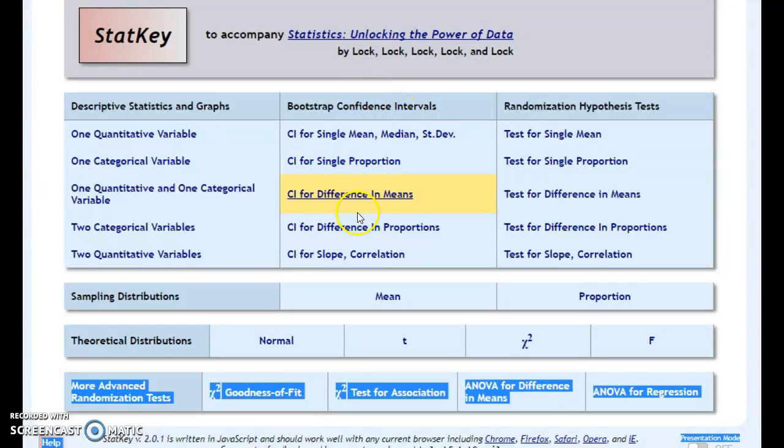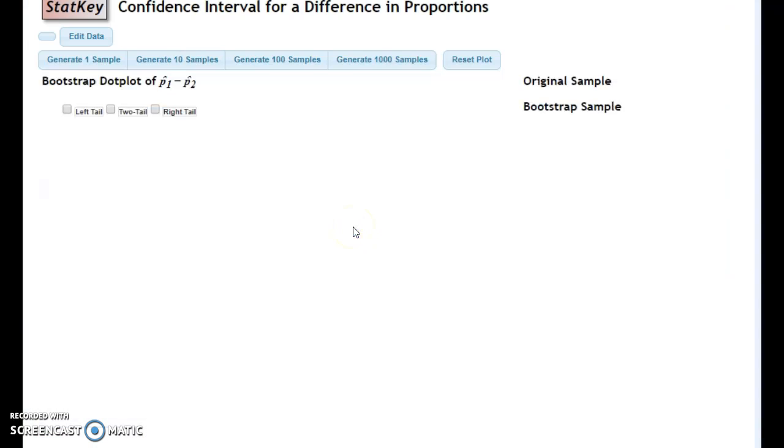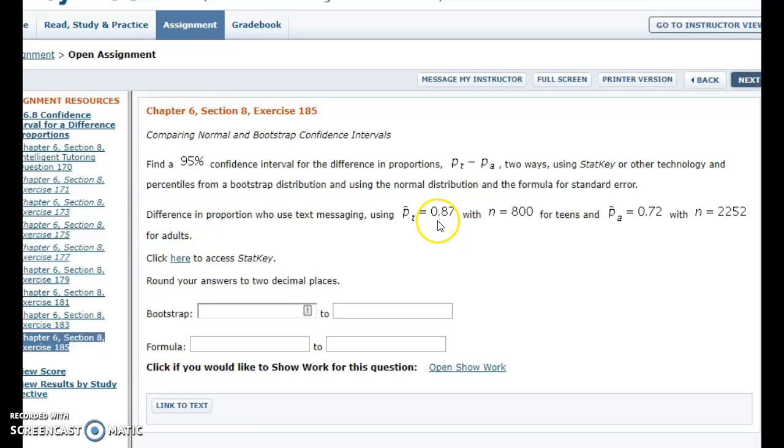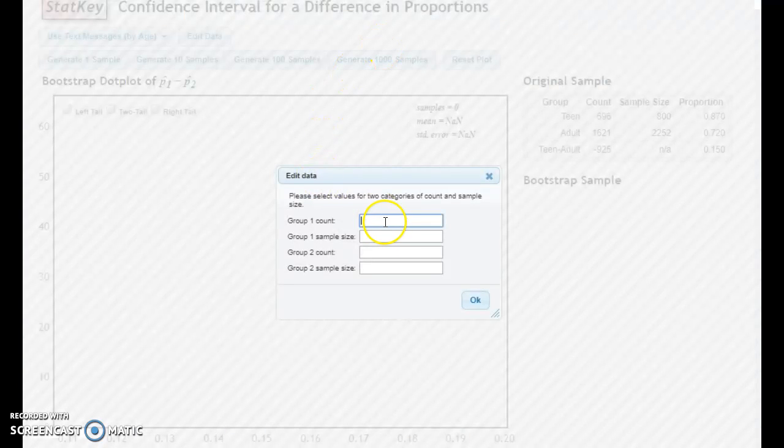Okay, so bootstrapping, difference of proportions. And when I edit the data, I have to put in the count again. So let me pull up those numbers. So 87% and 800. Okay, so 0.87 times 800. Just wondering if, no, it's not going to do it for us. So I have to put that in the calculator. So why don't I just go to the calculator to begin with.